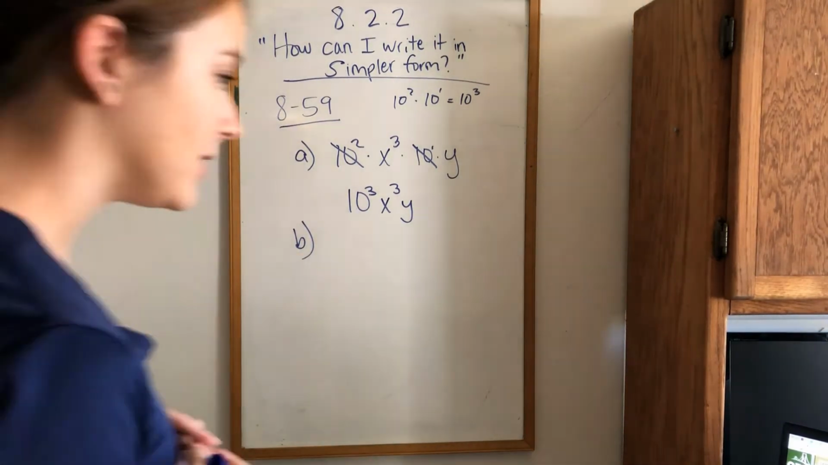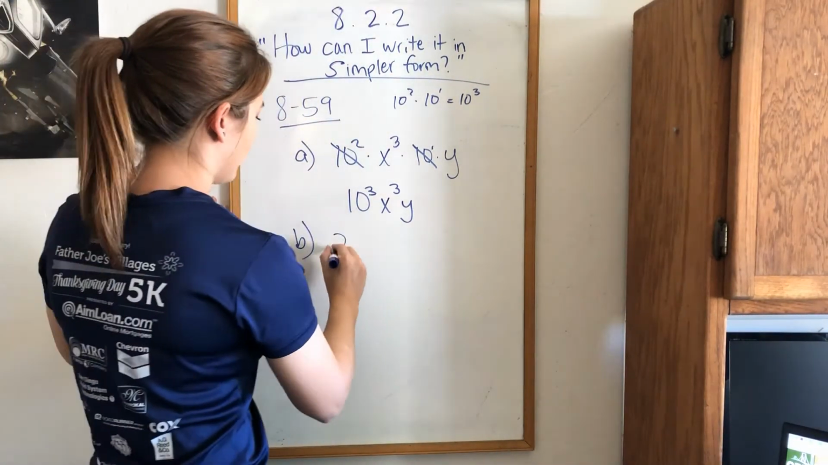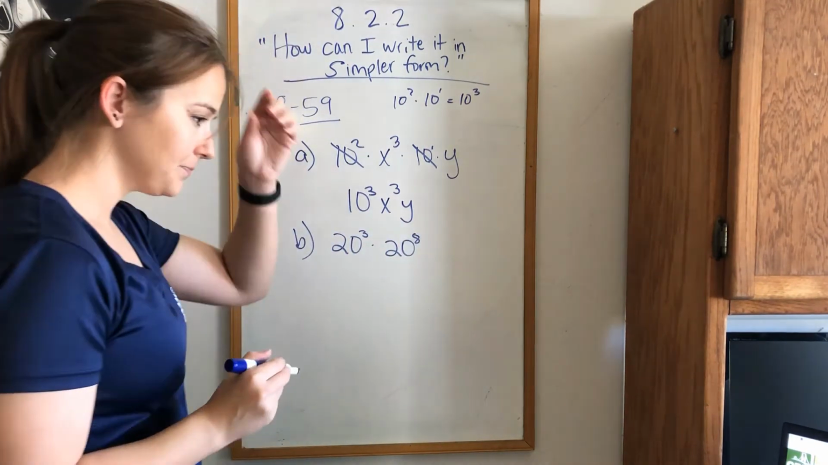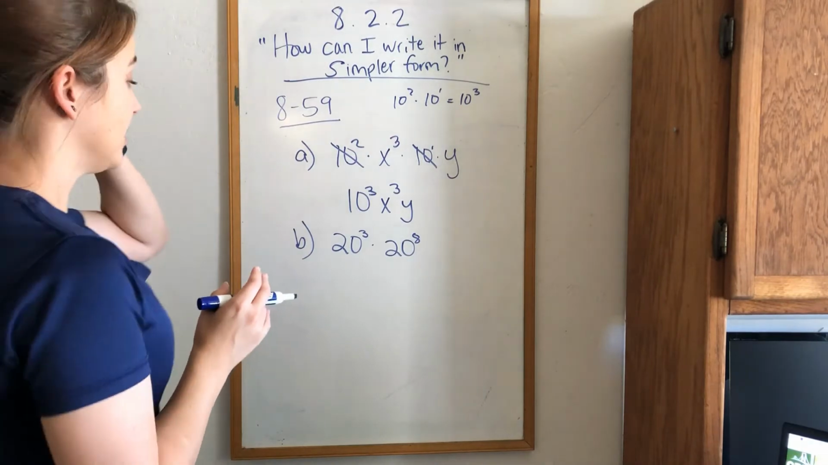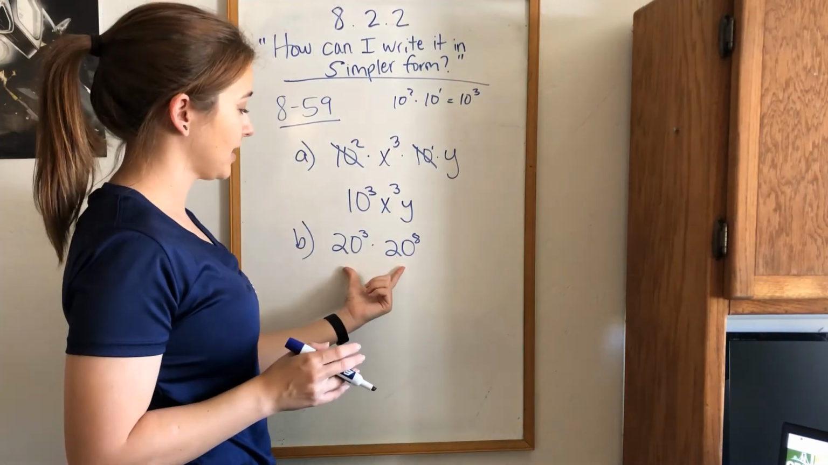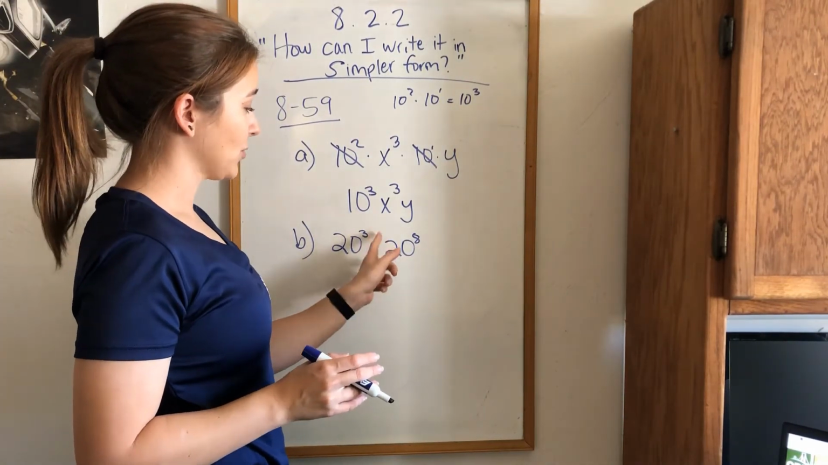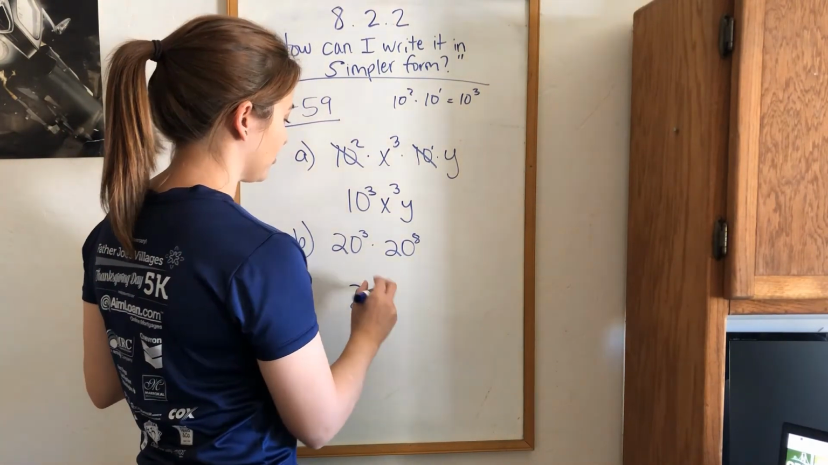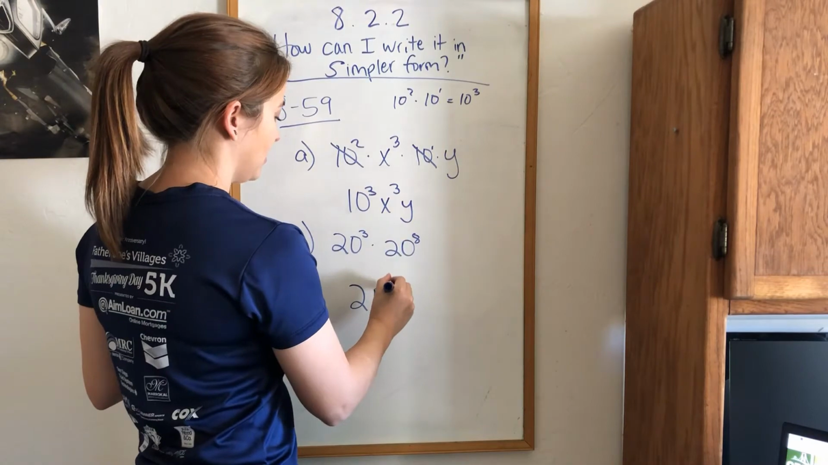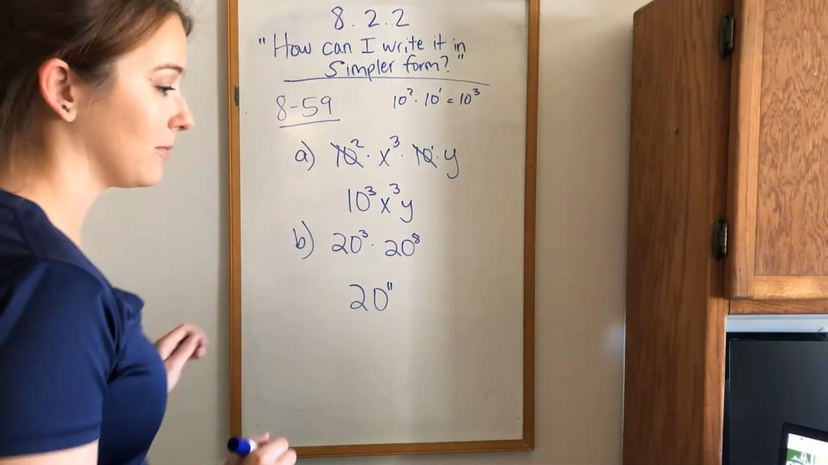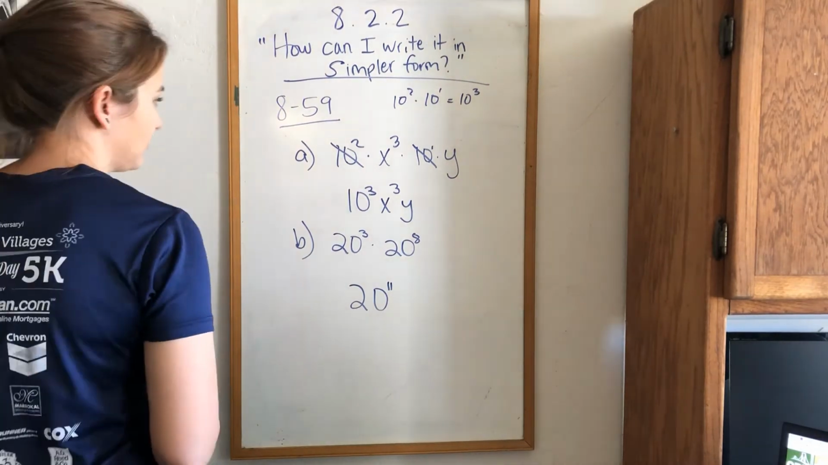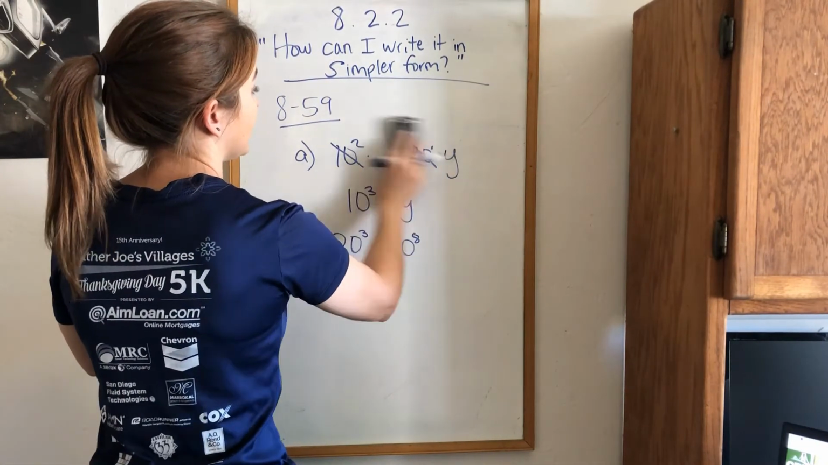Okay, next one is 20 to the third power times 20 to the 8th power. Same idea. If you are multiplying the same base, those exponents you can add together. So we're going to be left with 20, 3 plus 8 is 11. So 20 to the 11th power. All right, part C is a little bit more involved. You got a little bit more going on here for part C.